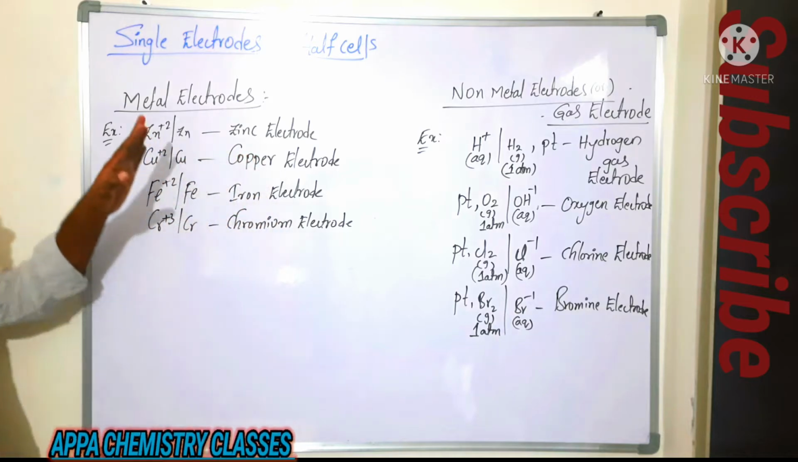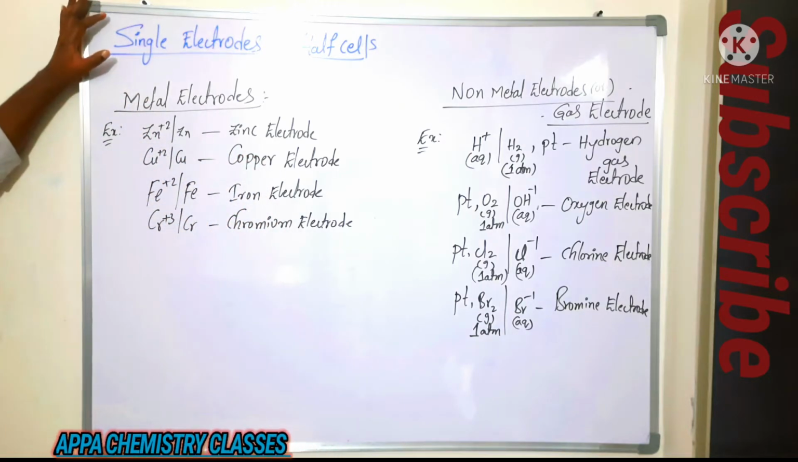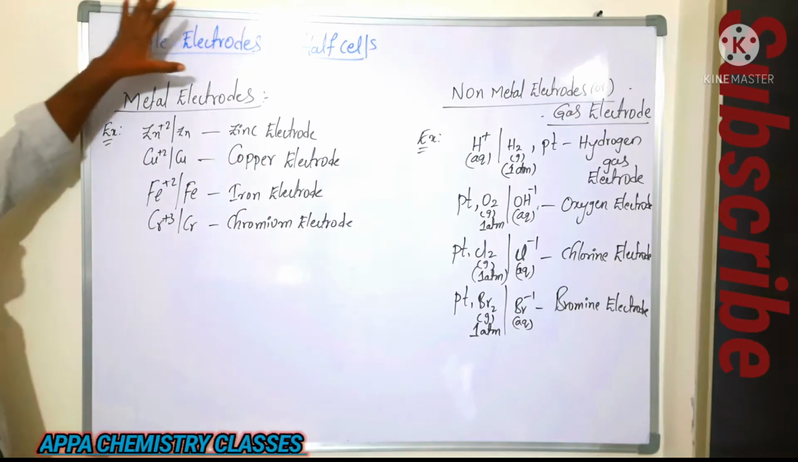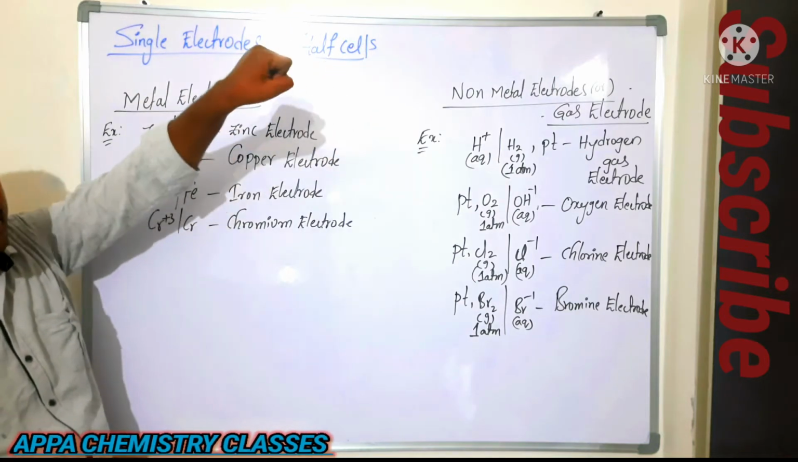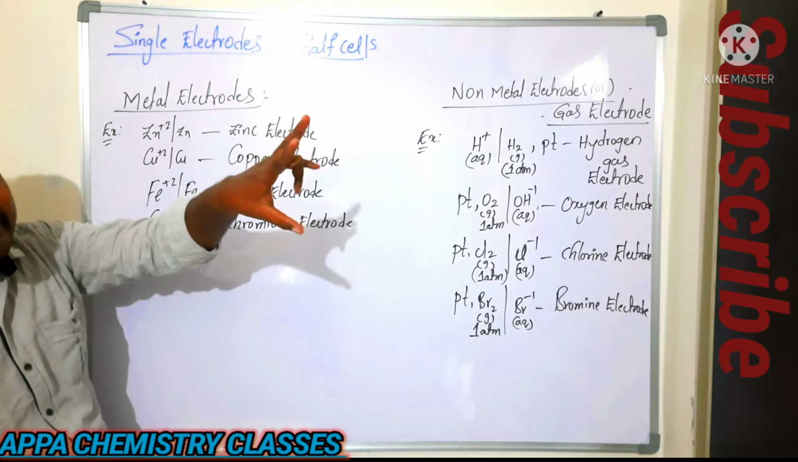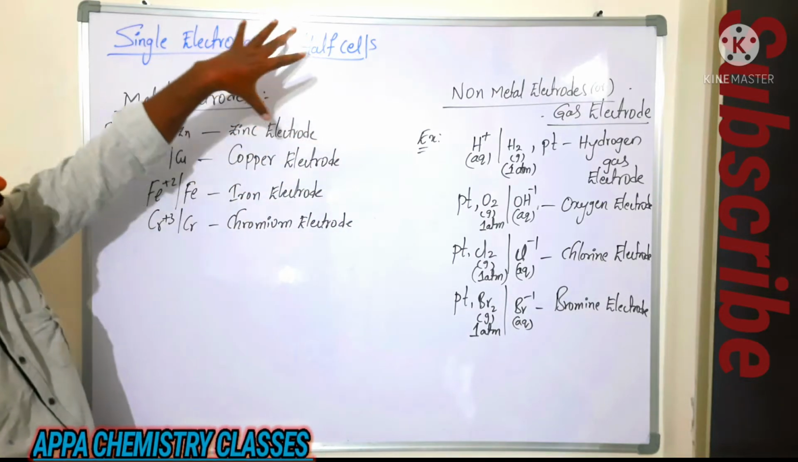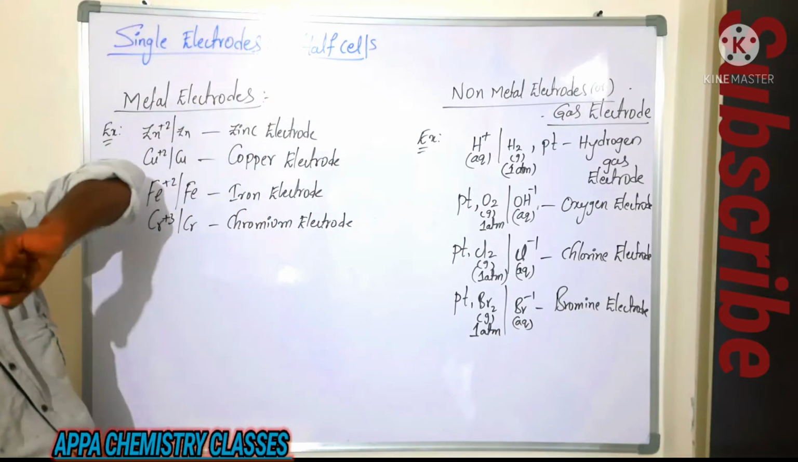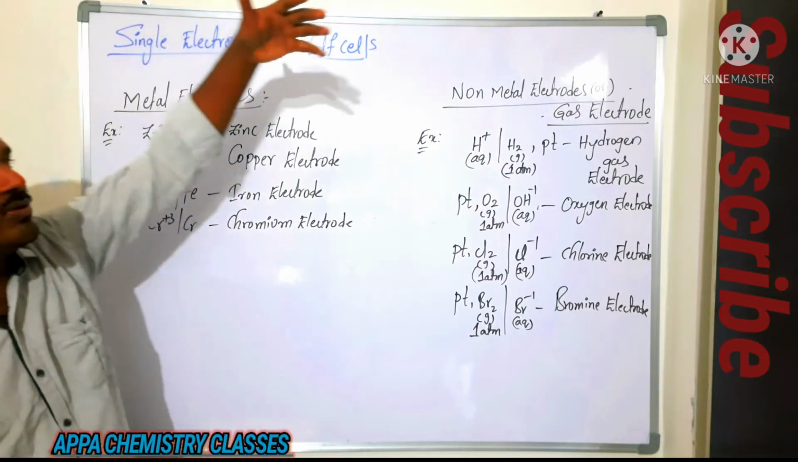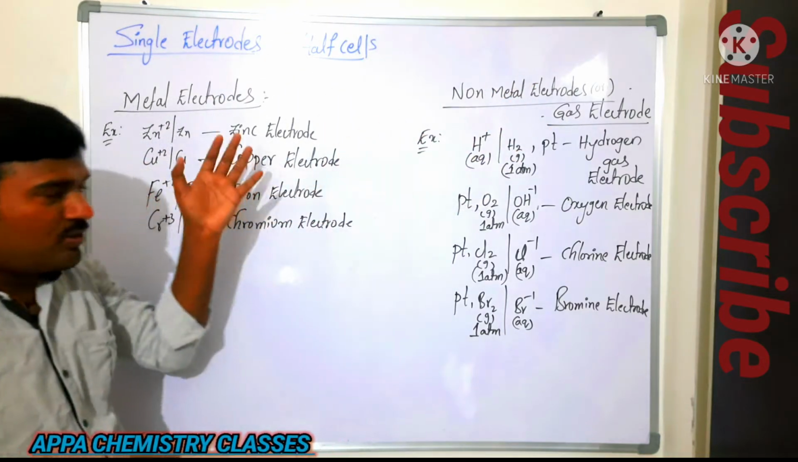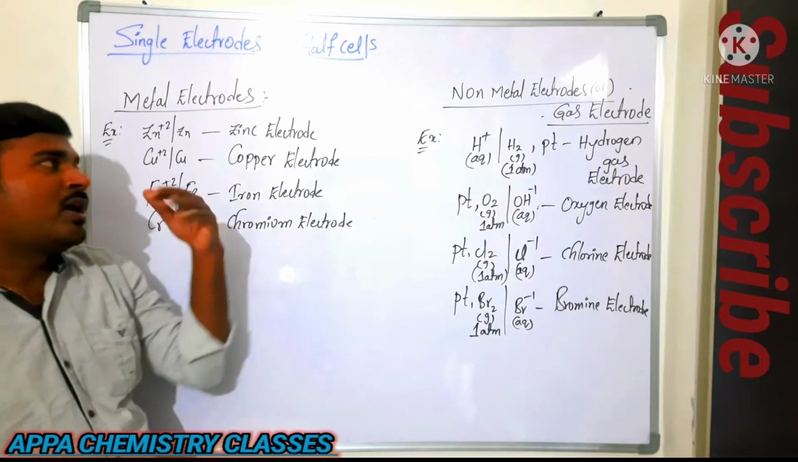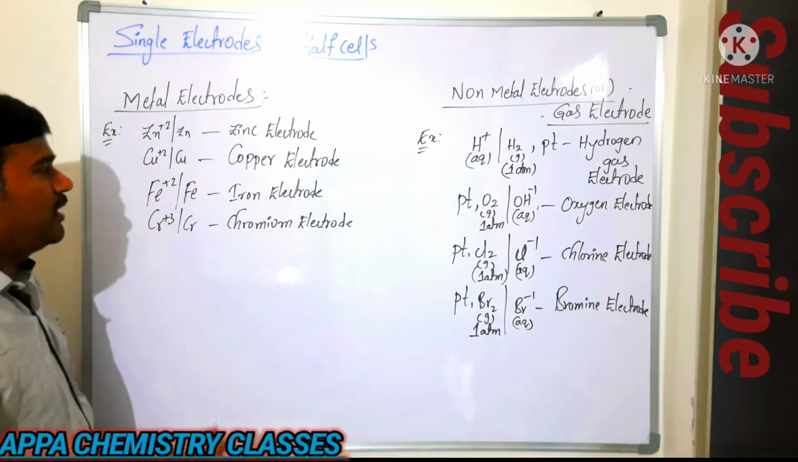Now you see here single electrodes. These single electrodes are nothing but half cells. By connecting two half cells, one electrochemical cell will be constructed. There are mainly two types of half cells, that is metal electrodes and non-metal electrodes. First we will discuss the metal electrode, after that we will come to the non-metal electrode.